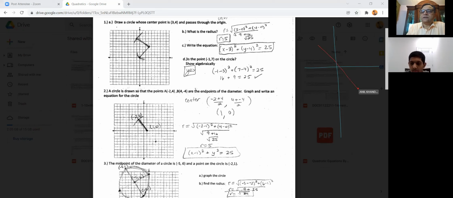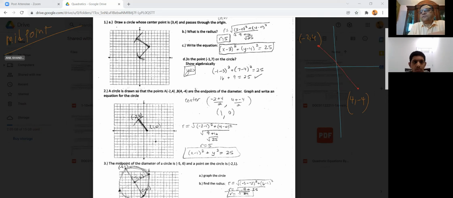So I'm just writing the points here. We have the coordinate points as (-2, 4) and (4, -4), correct? Yeah. Now, these are the endpoints. So first we have to get the center, which is the midpoint, right? So find the midpoint.